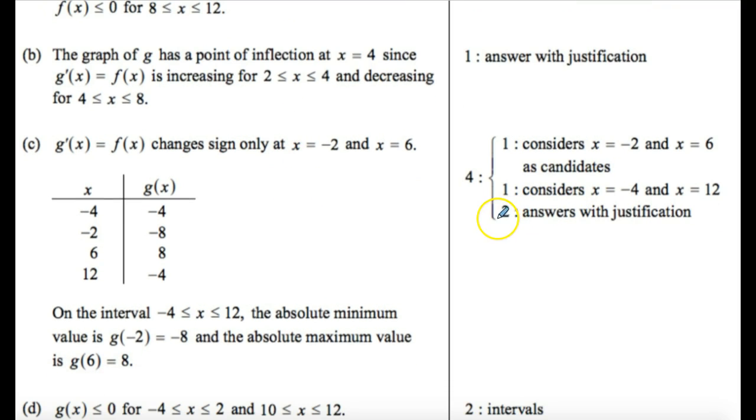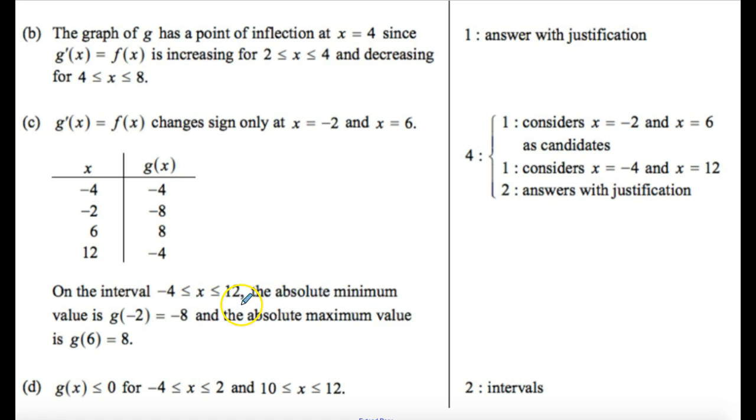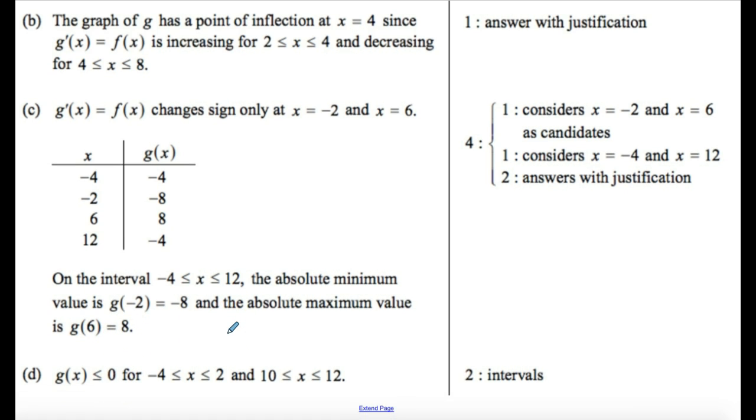Part C was actually worth 4 points, and if you look at the breakdown, 1 point for considering the critical points, and then another point for considering the endpoints, and then 2 points for the answers, finding that -8 is the absolute min and +8 is the absolute max. And then part D was worth 2 points for the correct intervals.